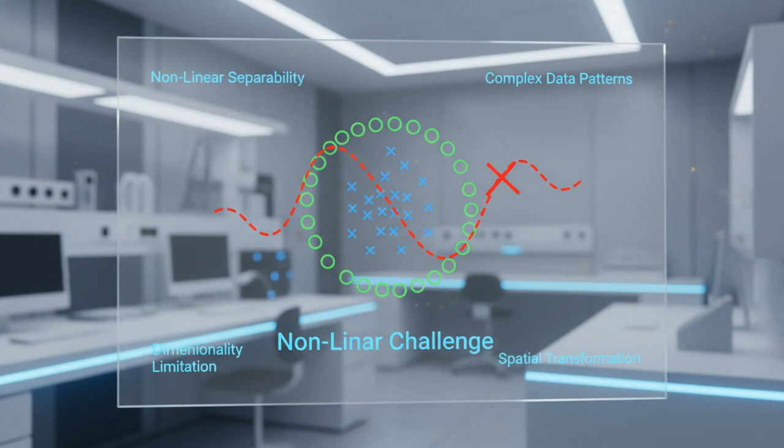To solve this, we need to move beyond 2 dimensions. We must transform the data into a higher dimensional space, where a linear separation becomes possible once again. This conceptual jump is what allows SVMs to handle the high complexity found in modern, large-scale datasets.